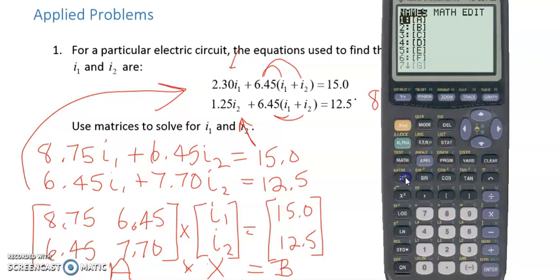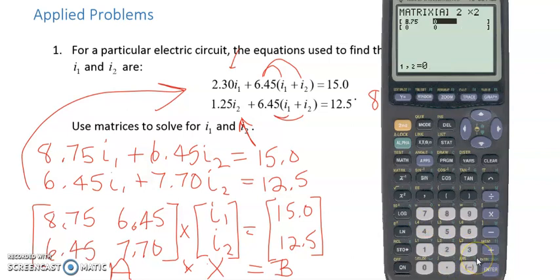So here we go, second matrix. I go over to edit, and this is matrix A. So I'll just type enter. It's a 2 by 2, so 2 enter, 2 enter. And now the numbers this time are decimals, so 8.75.